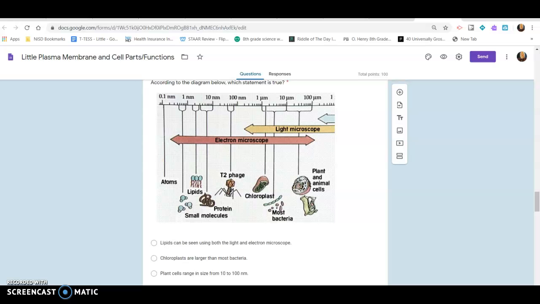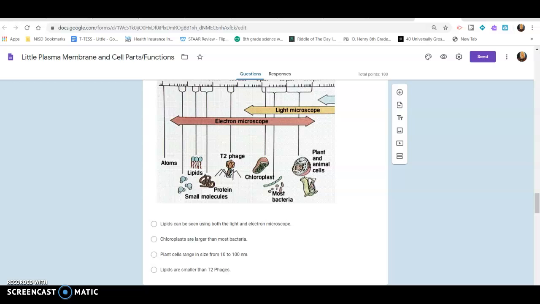According to the diagram below, which statement is true? Lipids can be seen using both a light and electron microscope. Lipids are right here. Chloroplasts, which are right here, are larger than most bacteria, which is right here. Plant cells range in size from 10 to 100 nanometers, or lipids are smaller than T2 phages, which are right here.